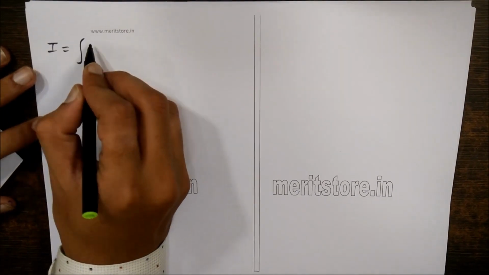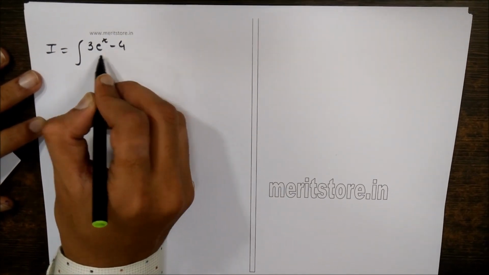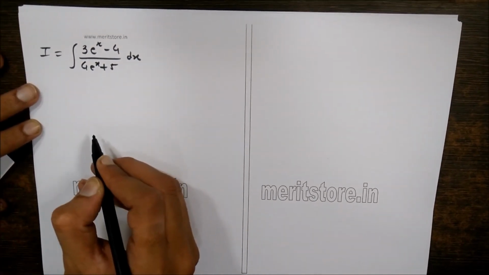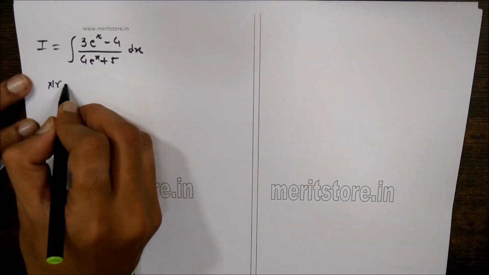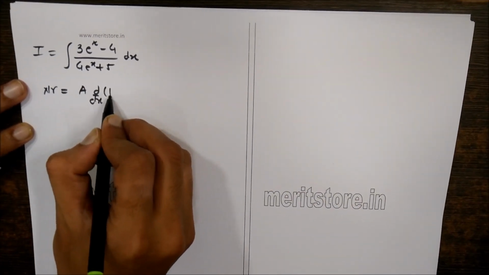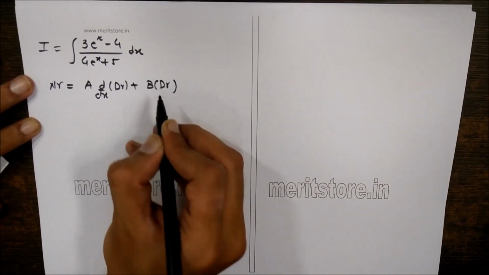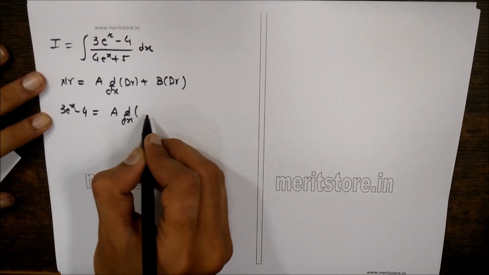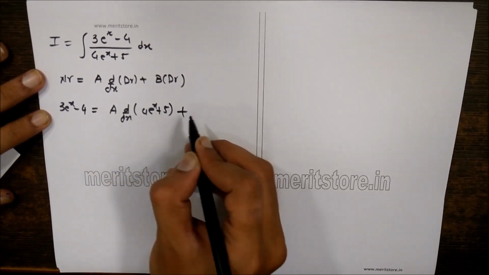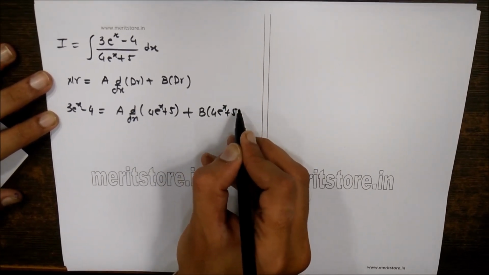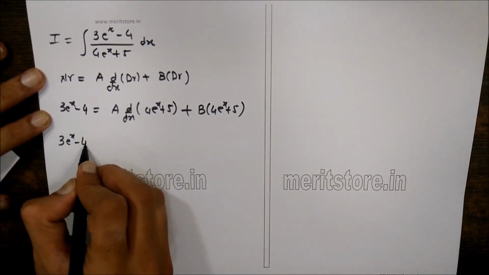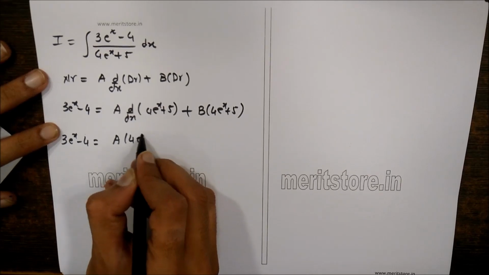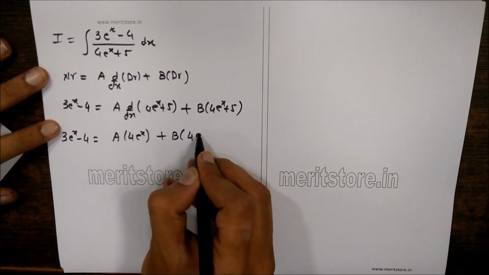One more sum of this category is when you have to solve integral of 3 e raised to x minus 4 upon 4 e raised to x plus 5 dx. The entire procedure remains the same. I'm going to write the numerator as a times derivative of the denominator plus b times the denominator. So 3 e raised to x minus 4 is a times derivative of the denominator, that is 4 e raised to x plus 5, plus b times the denominator itself, 4 e raised to x plus 5. Taking the derivative, I get this as a 4 e raised to x plus b 4 e raised to x plus 5.